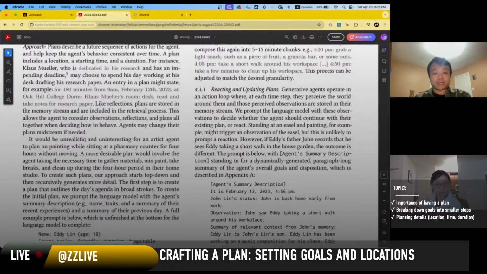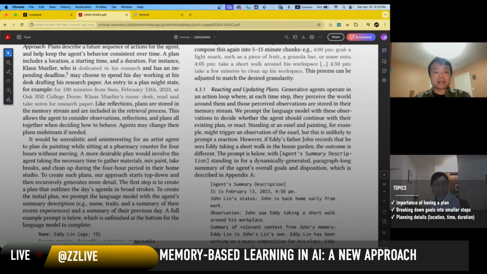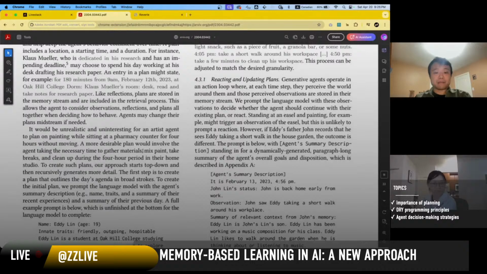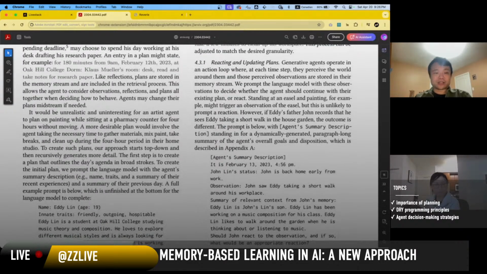It would be unrealistic and uninteresting for an artist agent to plan on painting while sitting at a pharmacy counter for 4 hours without moving. A more desirable plan would involve the agent taking necessary time to gather materials, mix, paint, take breaks, and clean up during the 4 hour period in the home studio. I think this is relevant to us, at least in a shorter term plan.